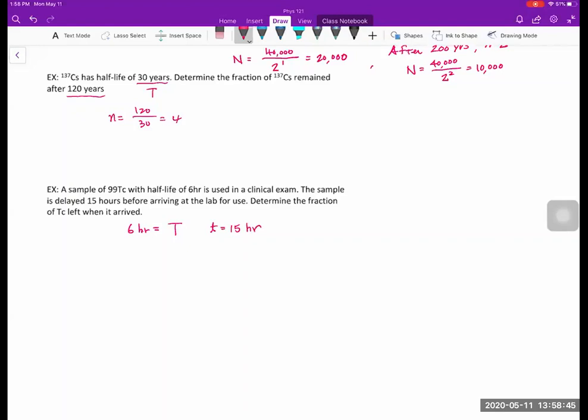Okay, the small t. Now we want to find the fraction of the material left. So the fraction means the amount over the original amount. I want to find this. I start with a certain amount, N0 is my initial amount, and N is the amount after 15 hours. I want to find what this value is equal to.